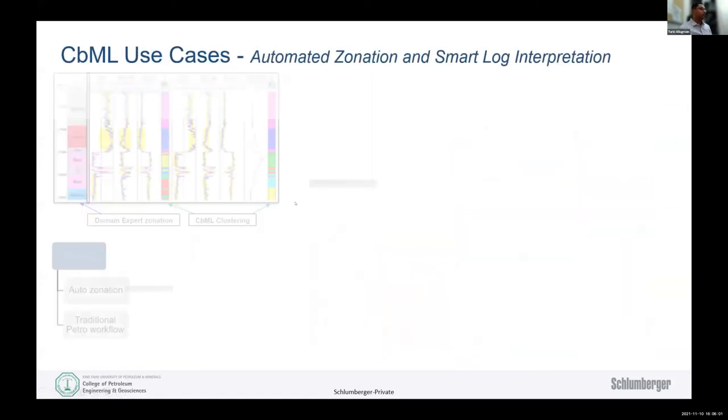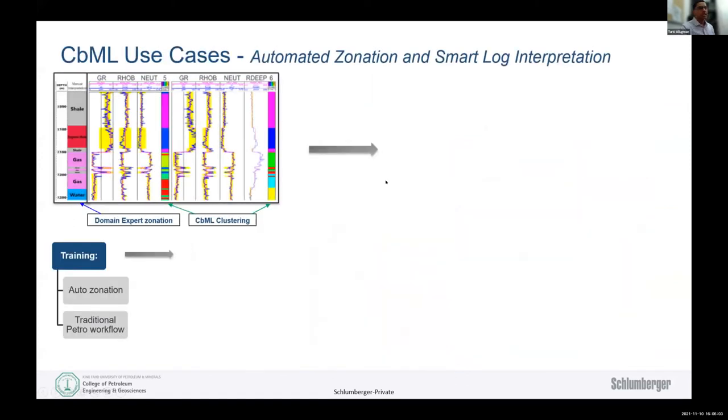Okay, so if we take a look at one of the examples and use cases we're showing here, it is the automated zonation and smart log interpretation. This is one key well that was selected. The domain expert came up with this zonation of shale, gas, and water that is present in this well. Then this well went into the training phase in CBML, and we outputted clustering, as we can see on the screen here.